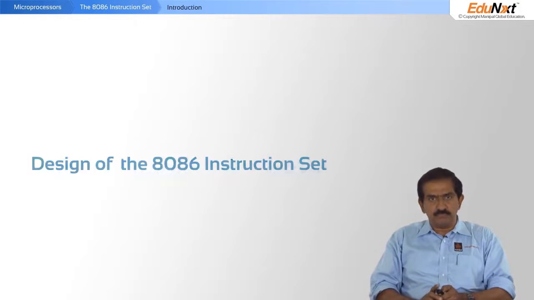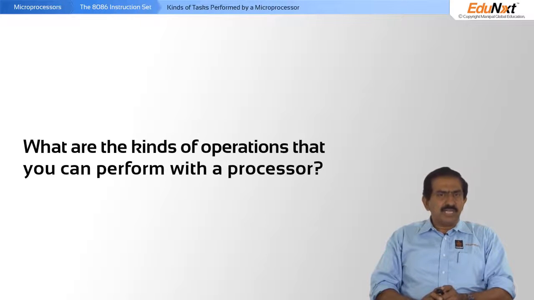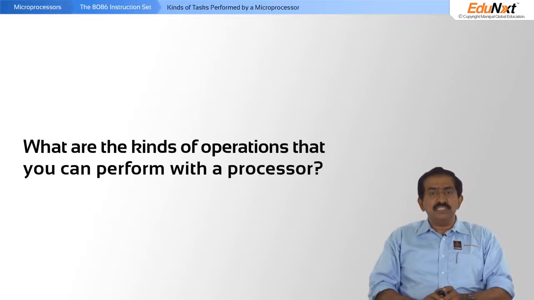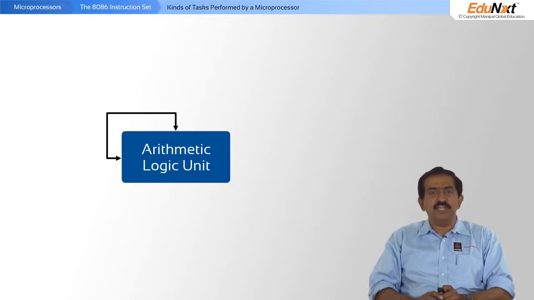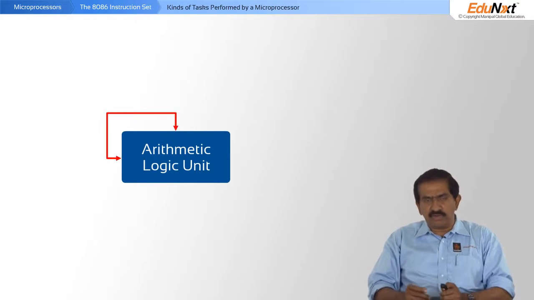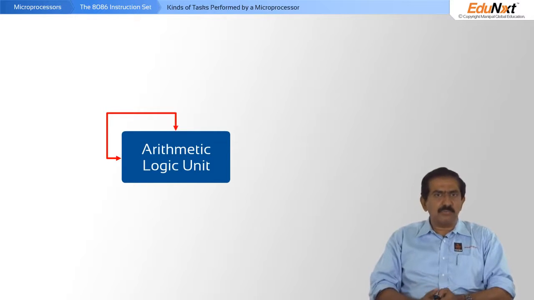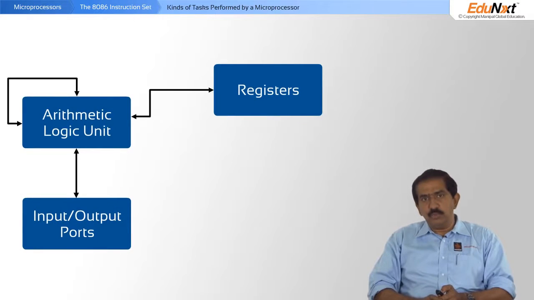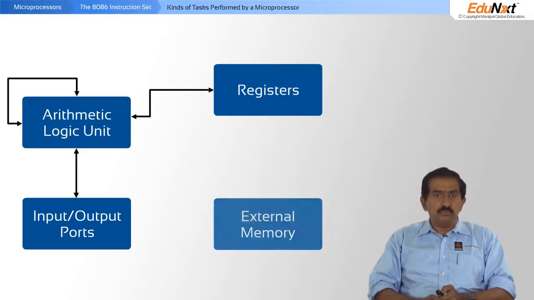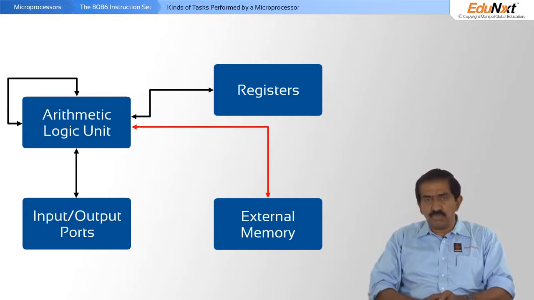Alright, so what are the kinds of operations that you can perform inside a processor or with the processor? So one is, of course, you can move data within the ALU itself, the arithmetic logic unit. You're going to read and write, do additions, etc. All of those happen within the ALU. That's something that you need to do. You can also move data between the ALU and the input-output ports. You can move it between the ALU and the various registers that you have. You can move it between the ALU and the external memory. So data can be in or out from the external memory.